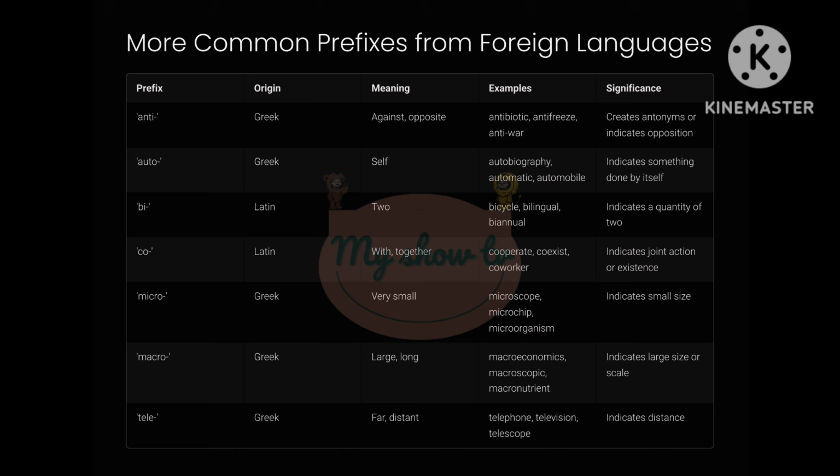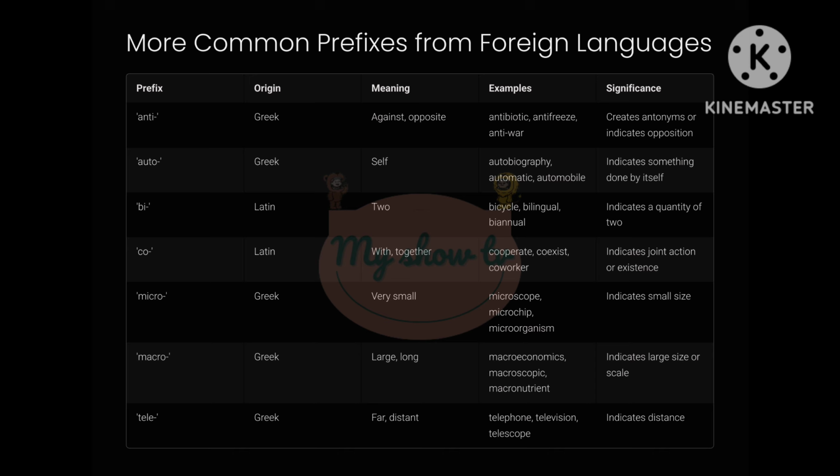4. Co, Latin, means with or together. It indicates joint action, existence, or relationship. Examples are operate becomes cooperate, operate together, exist becomes coexist, exist together, and worker becomes co-worker, worker with another.